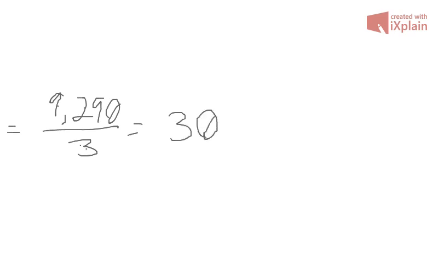So that means I got to hold on to that 2. So now I've got 29. 3 goes into 27 9 times. So that means I have 2 left over.